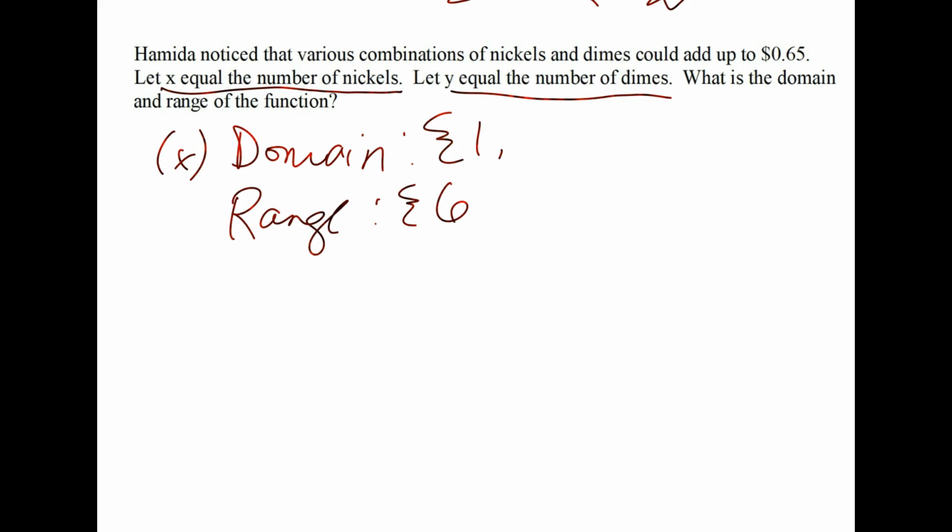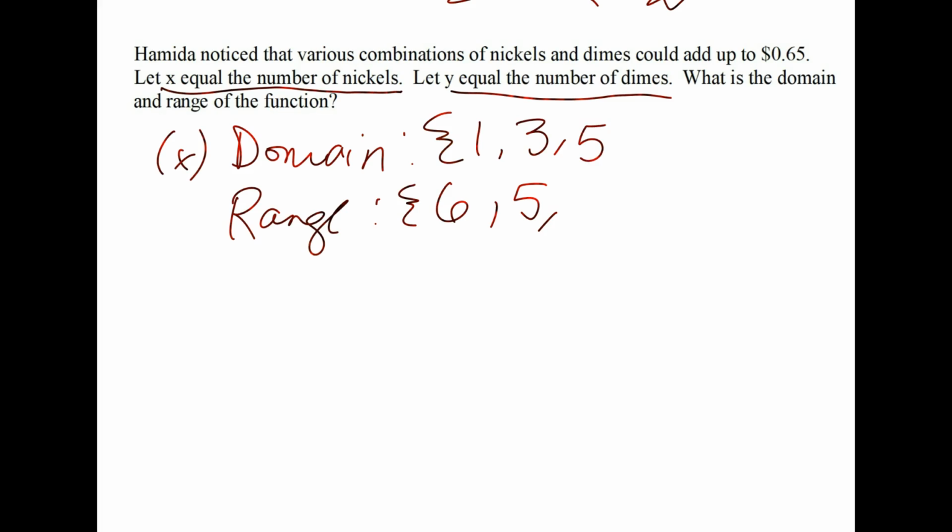So can I have 2 nickels? No. It makes 65 cents because 10 and 10 will never get me to 5. Can I have 3 nickels? Yes. That gives me 15 cents. And so if I have 15 cents, that means I have 5 dimes. Can I have 4 nickels? No, because that's going to give me 20 cents. I can't get to 65 with dimes. With pennies, I could, but not dimes. All right, so can I have 5 nickels? Yes.